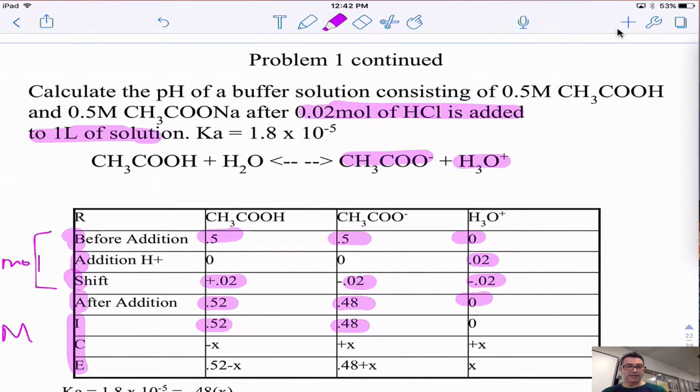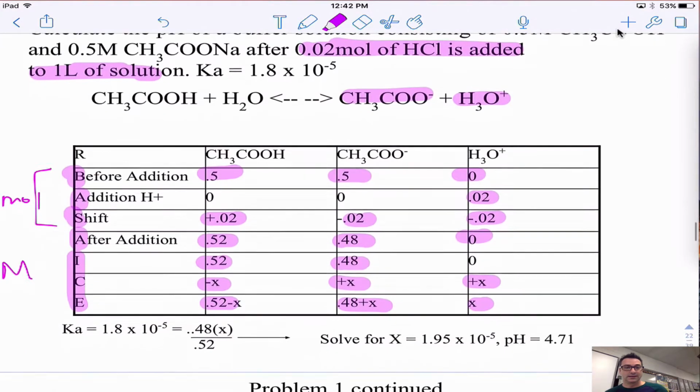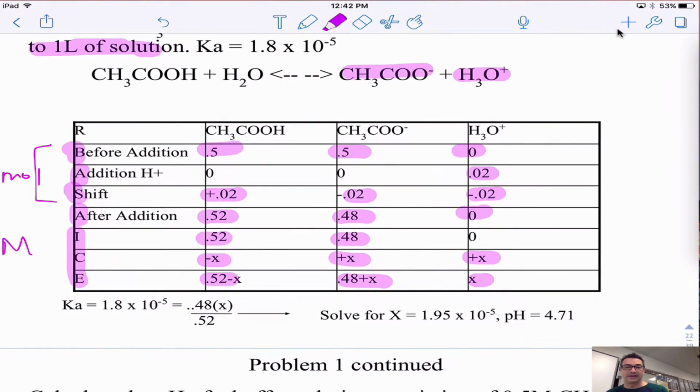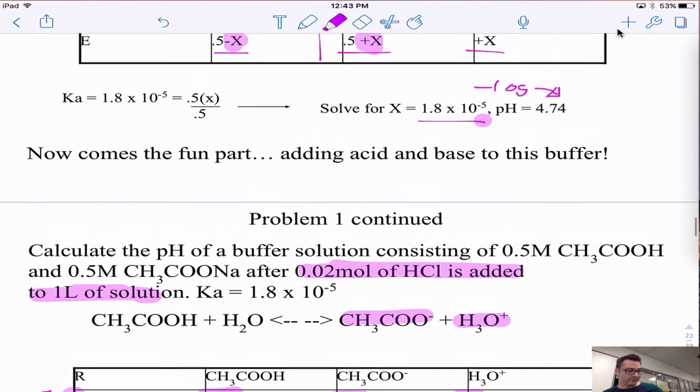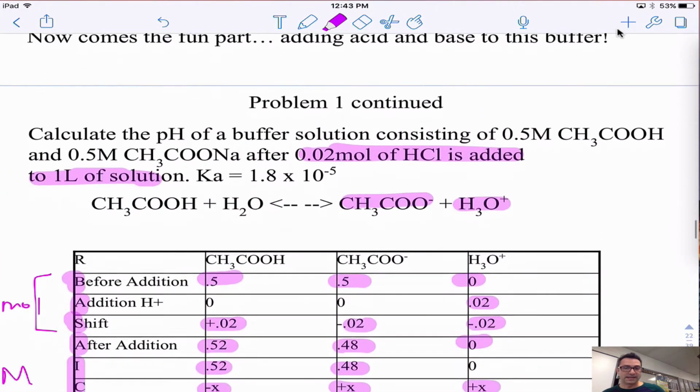Now I can do my ice table. I'm going to have my minus X and plus X: 0.52 minus X, 0.48 plus X, and X. Then I put that into my Ka expression. Again, I can get rid of the plus X and the minus X. I'm going to have my expression here, solve for X, and then find the pH, and the pH is going to be 4.71. Look at the change. It went from 4.74 up here to 4.71.